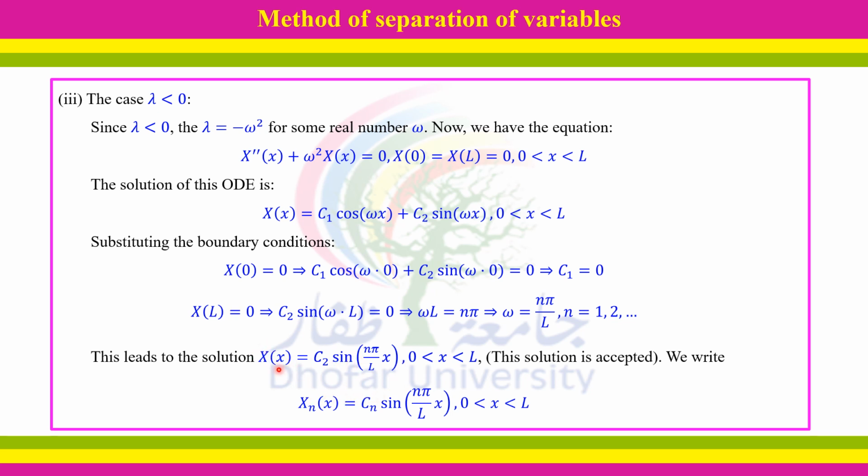And because there are an infinite number of functions that are satisfying the differential equation and its boundary conditions, we just write X_n of x. I mean, these solutions can be obtained by changing the values of n from 1, 2, and so on. We write X_n of x equals c_n sine n pi over L x.